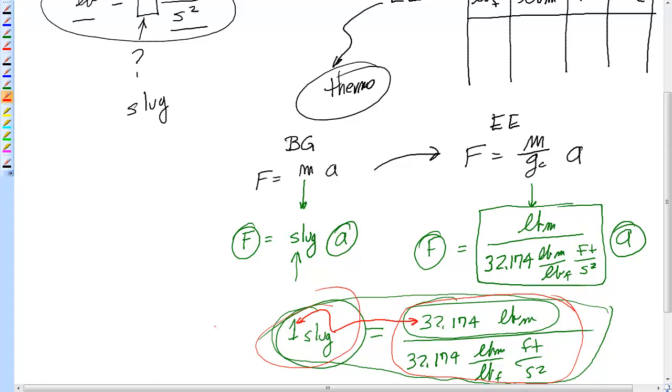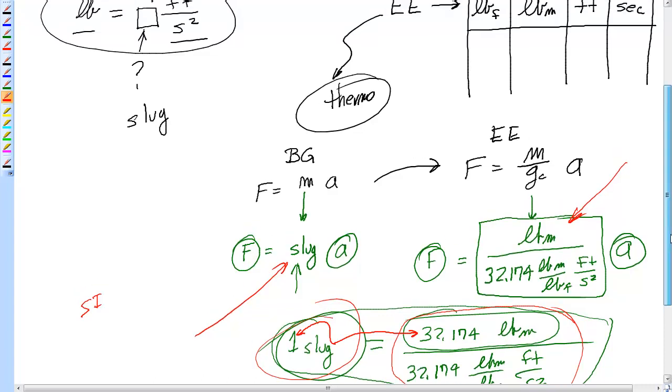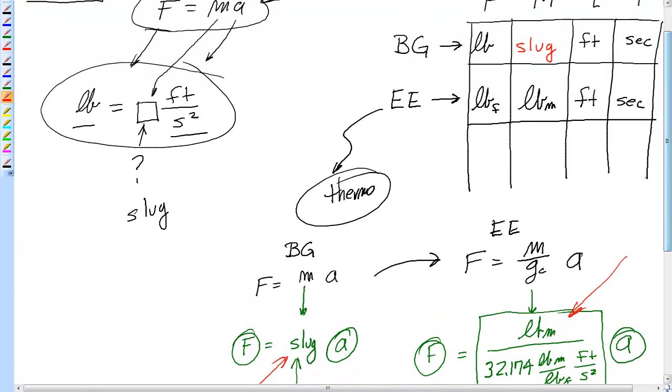As it turns out, fluids almost exclusively uses slugs, and thermo almost exclusively uses pound mass. The only unifying between these two is a unit system called SI. SI units are the same in either. So let's take a look at SI units for a second. In SI units, the force is a Newton, the mass is a kilogram, the length is meters, and the time is a second.